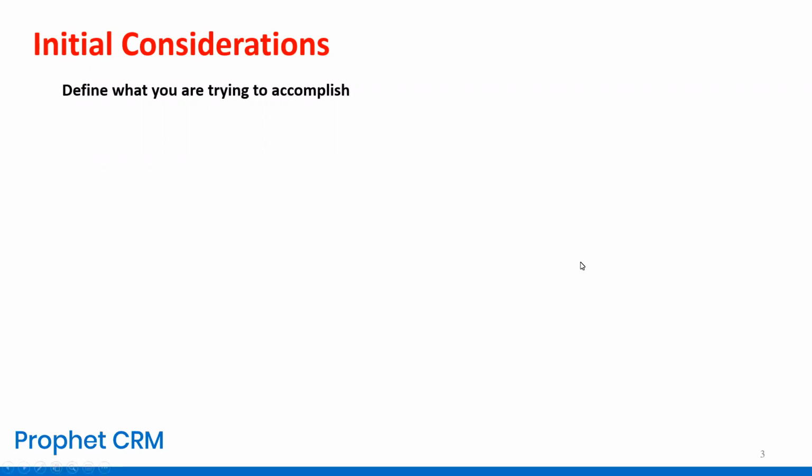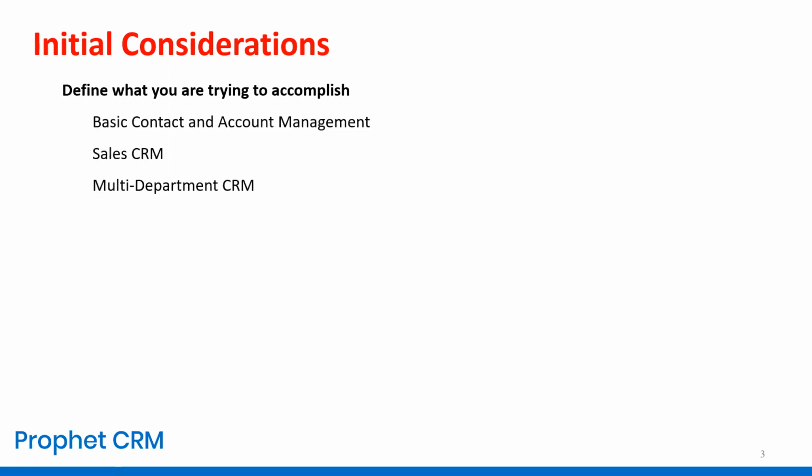One of them is, before you just start customizing things for the sake of it, try to define what you're trying to accomplish. Some of you might just be looking to improve the basic contact and account management function of the CRM. If you're using the full sales CRM, that's where a lot of the functionality comes from customizing templates and so forth. And if you're using or are interested in our enterprise edition, then that will allow you to create additional customizations for other departments outside of sales or account management.